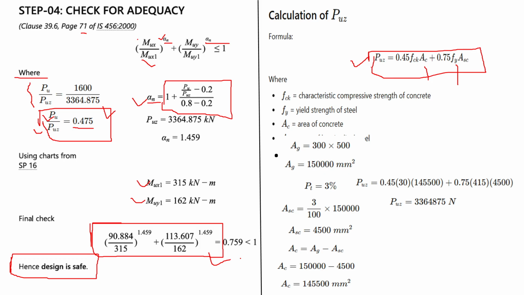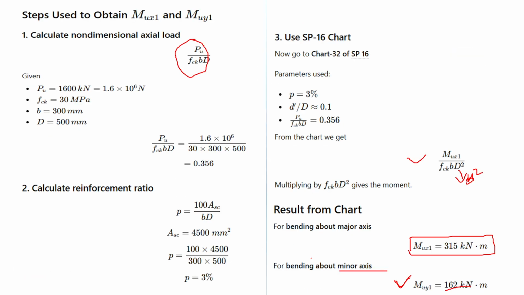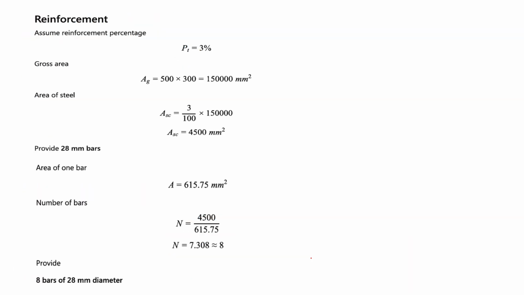So now, whatever values we have considered, the dimension, the grade of the steel, the grade of the concrete, and the percentage of the steel, whatever you have assumed, that is 3%. That means our assumption is good. Our assumption gives a safe design. So that means it is safe.